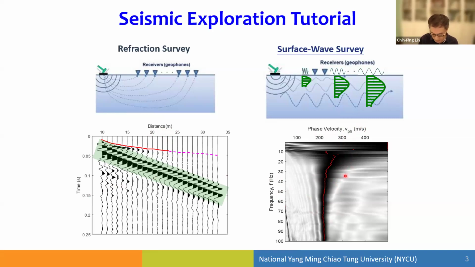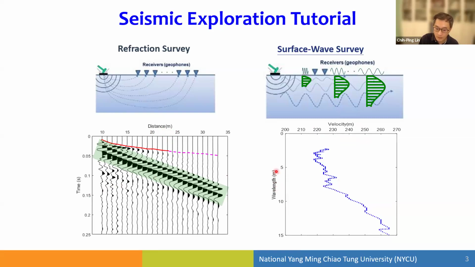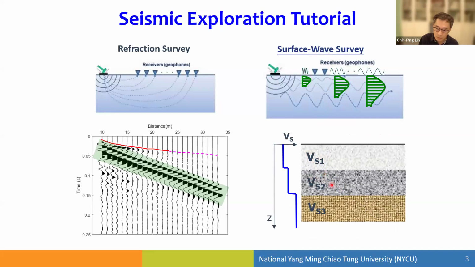In this dispersion spectrum, you can clearly see different frequencies may travel at different speeds. So we can convert it into wavelength and phase velocity. Different wavelengths have different wave velocities. Basically, wavelength is related to depth, and phase velocity is related to shear wave velocity. So the surface wave method has become a popular method to derive the shear wave velocity profile. We fit the theoretical model to the dispersion curve, so we get a shear wave velocity profile or shear modulus profile.